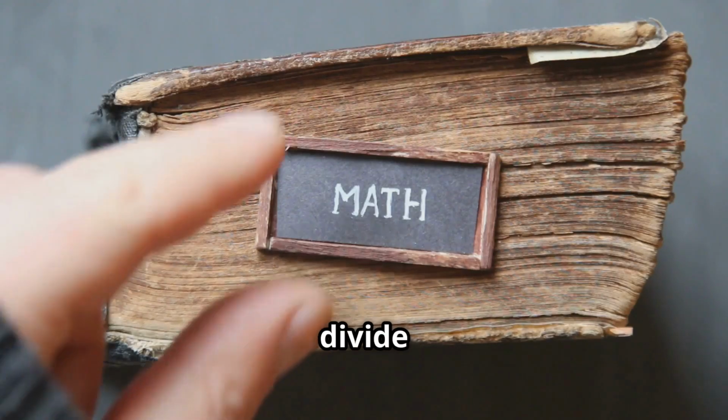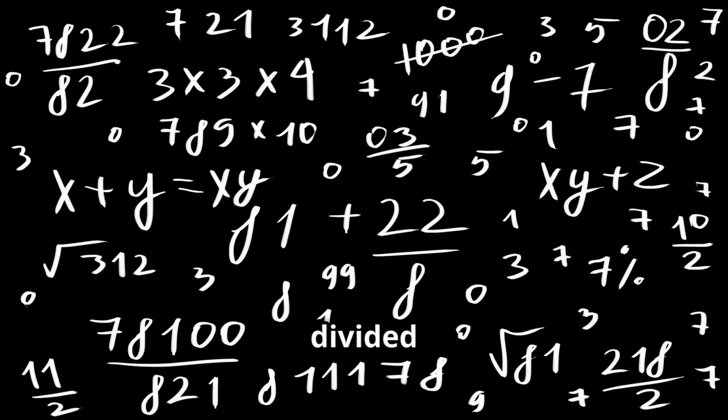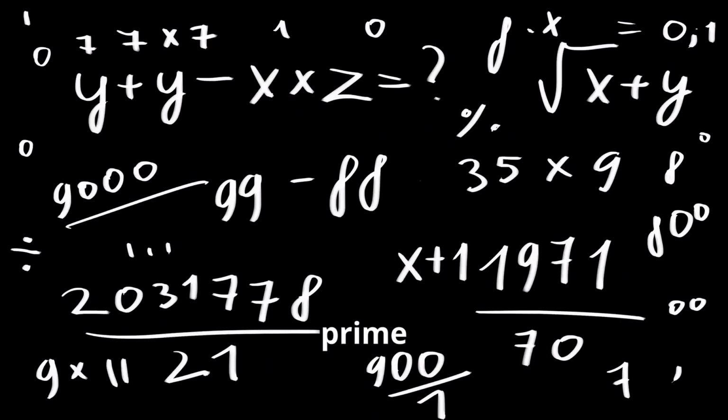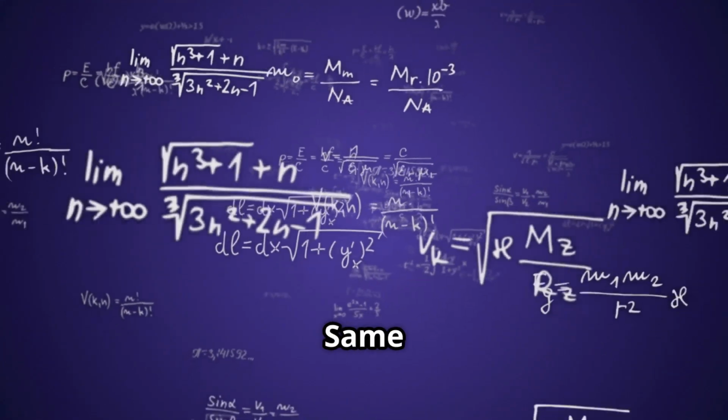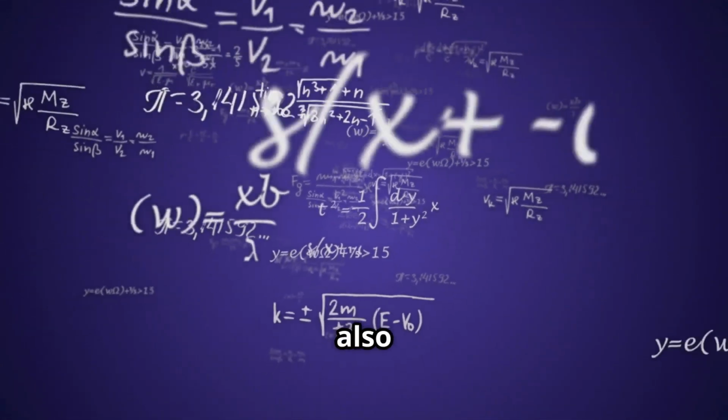This means you can only divide it evenly by 1 and by the number itself. No other numbers work. Let's take the number 2. Can it be divided evenly by anything other than 1 and 2? Nope. That makes it a prime number. What about 3? Same thing. Only divisible evenly by 1 and 3. So 3 is also prime.